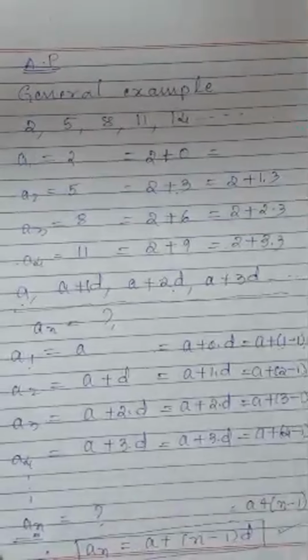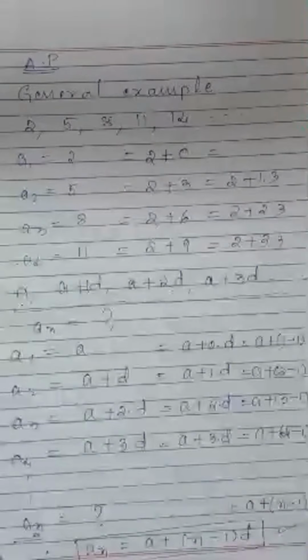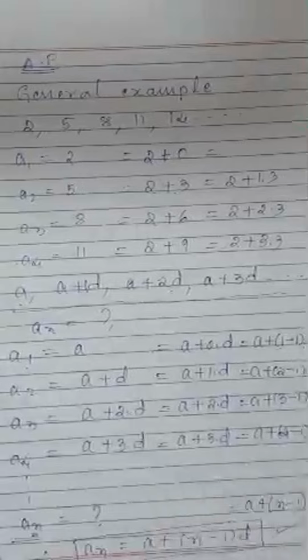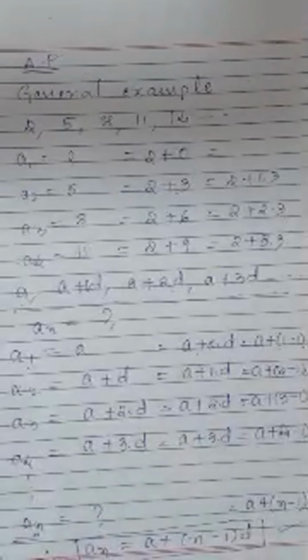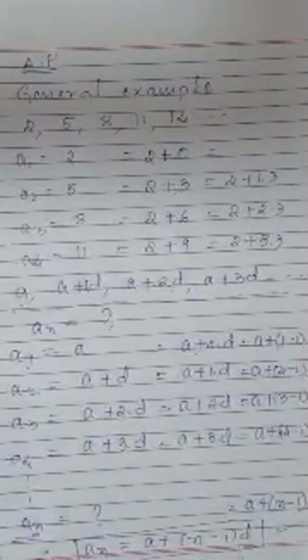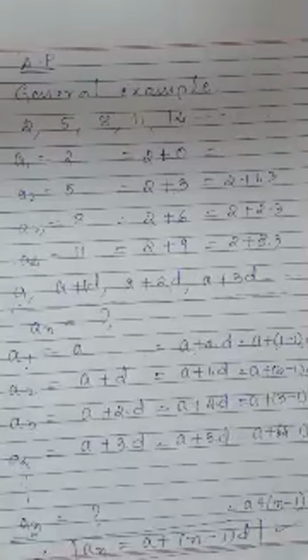Today you learnt what the progression concept is, what the terms are, how to express the general example or common example of progression, and how to develop the nth term: a_n is equal to a plus n minus 1 into d. So this is one fine point you have to keep in your mind.